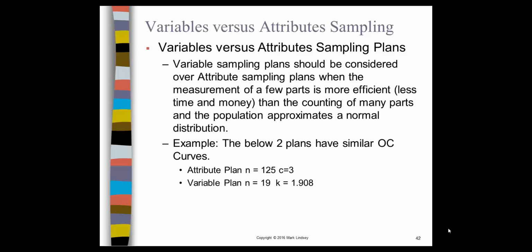So variable versus attribute sampling plans, if you compare the two, variable sampling plans should be considered over attribute sampling plans when the measurement of a few parts is more efficient, such as less time and money, than the counting of many parts and the population approximates a normal distribution. So once again, you want to use variable if it's more efficient, but on the condition that the population approximates a normal distribution. So an example would be, as you see these two plans having similar curves, an attribute plan, sample size of 125, C is equal to 3, and a variable plan, N is equal to 19, and K is 1.908. As you can see there, the sample size of a variable plan is a lot less. It's 19, where for the attribute plan, it happens to be 125.